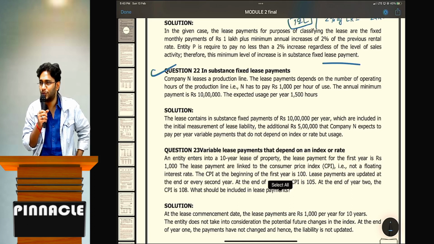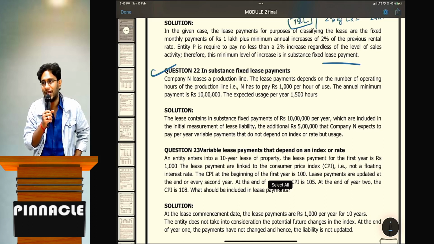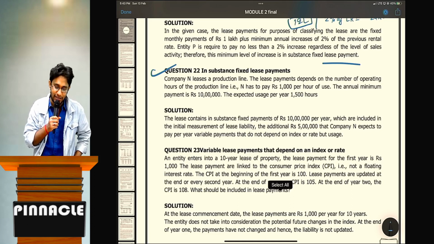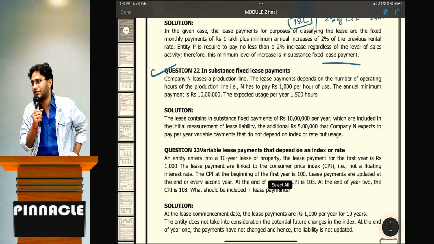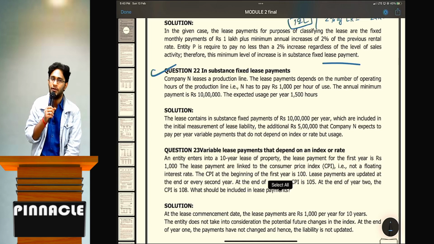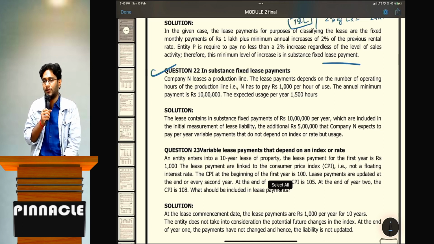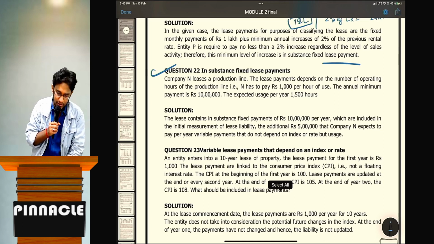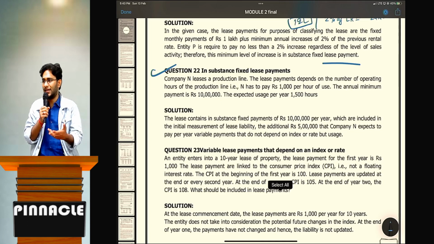Means whether you use or don't use, 10 lakhs you certainly have to pay, sir. Expected usage is 1,500 hours. That is waste information. Now tell me, sir, how much is your lease payment? 10 lakhs. That is fixed, sir. 10 lakhs you have to pay. 10 lakhs at 1,000 per hour, if you compute, that is coming to how many hours? 1,000 hours. 1,000 hours makes 10 lakhs, sir.